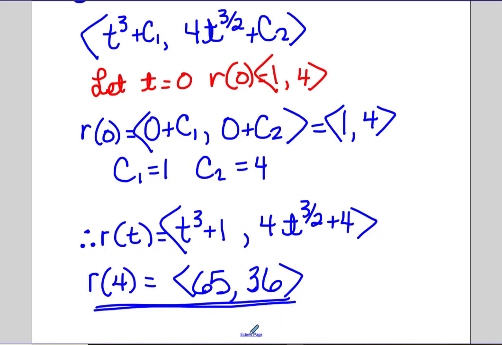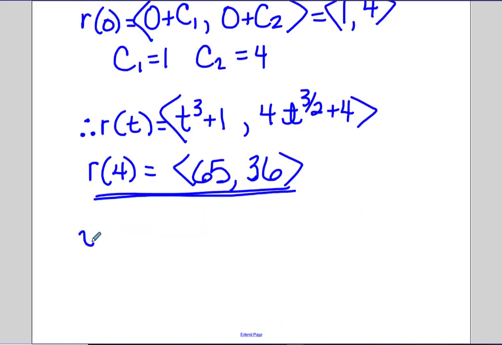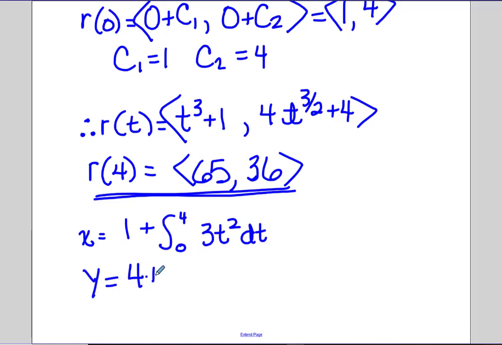And I guess you could have done it this way. You could have found that the x is 1 plus the definite integral from 1 to 4 of 3t squared. And then the y coordinate would be the y value 4 plus the accumulation for the 6 square root of t dt. So you could have found those coordinates that way as well. And that's the end of lesson 3.